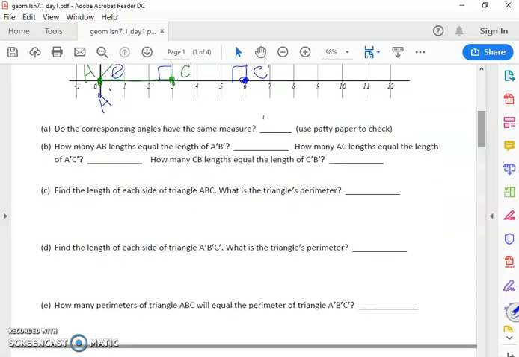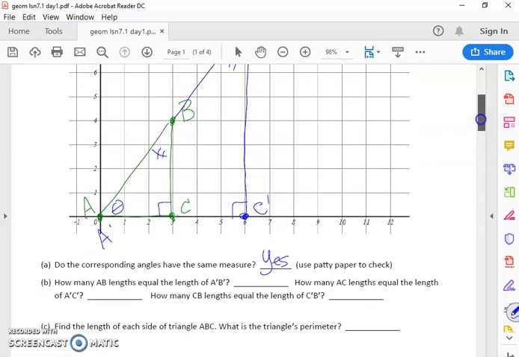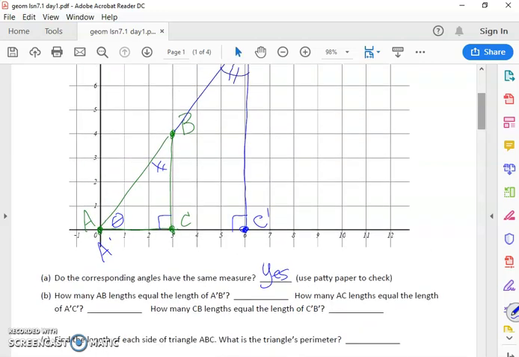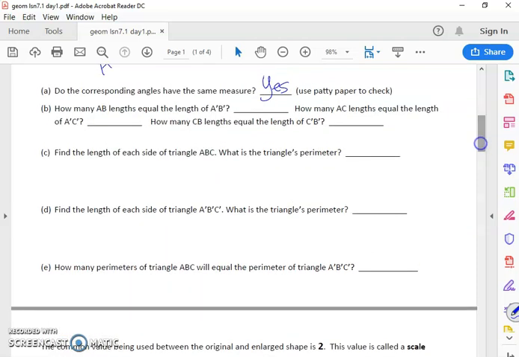The question here is, do the corresponding angles have the same measure? Absolutely. Are the lengths AB equal to the lengths of, how many ABs does it take to equal A prime B prime? How many ACs equal A prime C prime, as well as CB and C prime B prime? Hopefully you found that the number is 2. AC and A prime C prime are 3 and 6. And BC is a height of 4, and B prime C prime is a height of 8. So in all cases, hopefully you found that the lengths doubled.